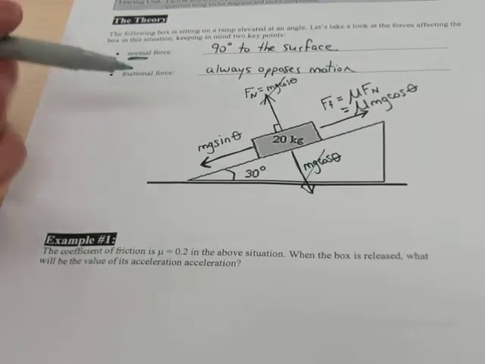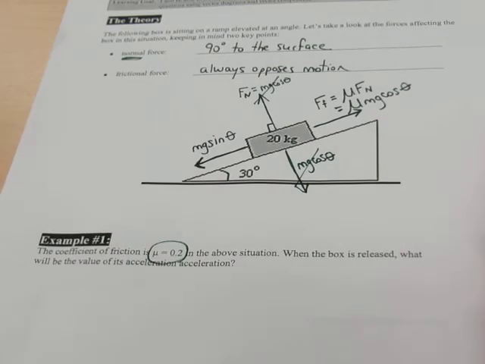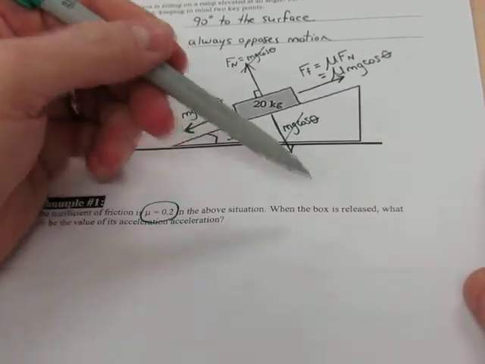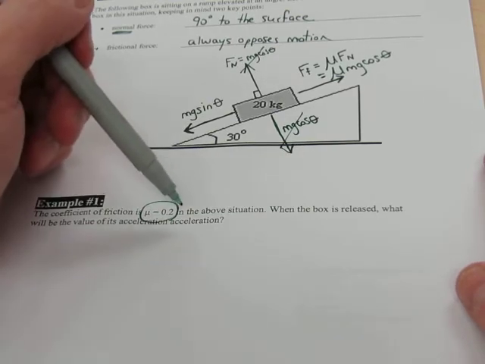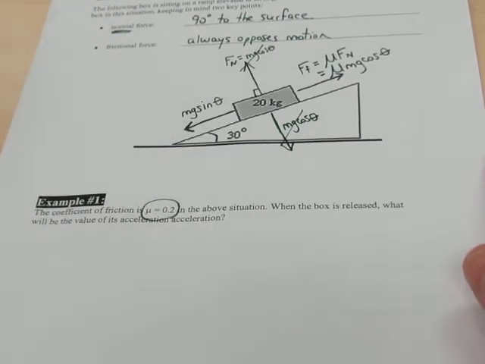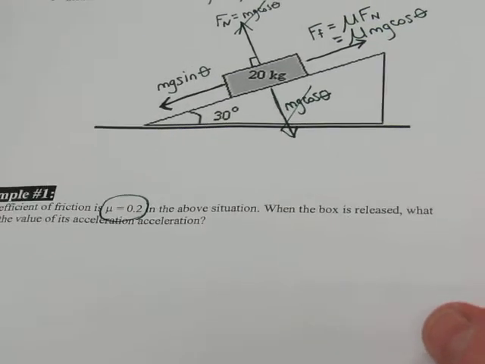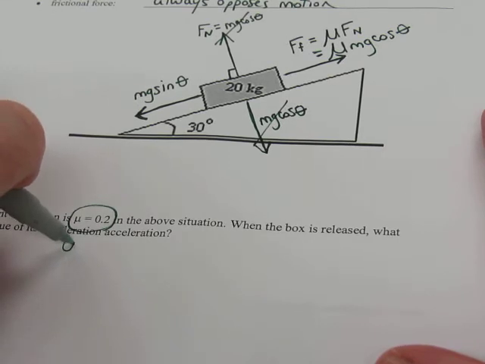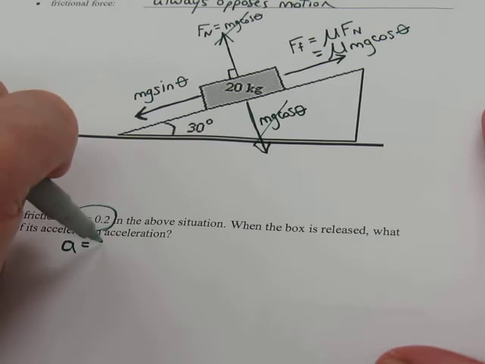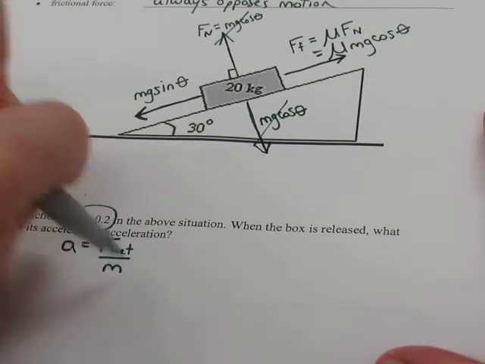It says the coefficient of friction is 0.2 in the above situation. When the box is released, what will be the value of the acceleration? There's a typing error. That's not supposed to be there, but what will the value of the acceleration be? So nothing has changed. Acceleration is what it has always been and always will be in any physics that you do. It's net force divided by mass.